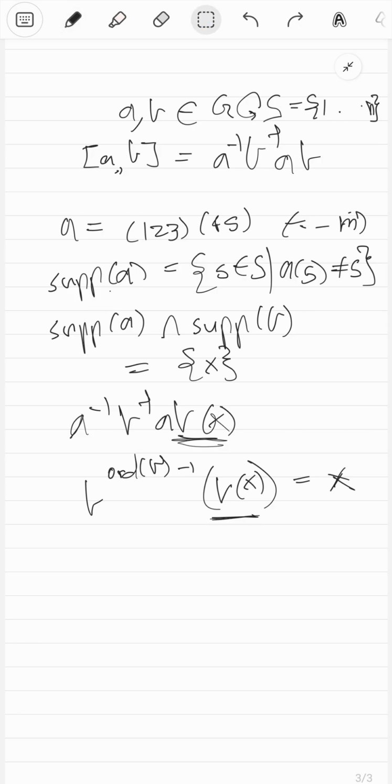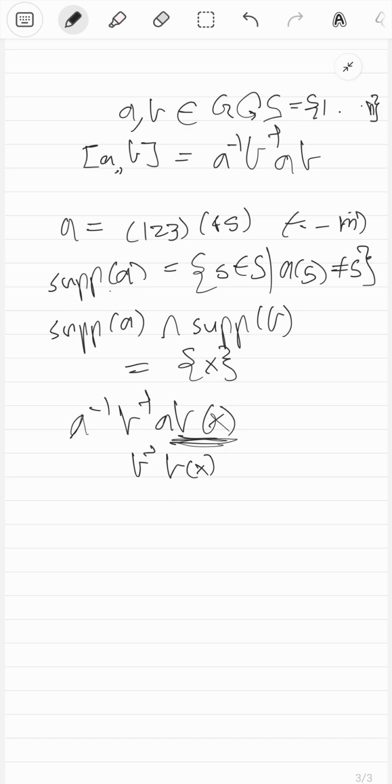So clearly B of X is in the support of B, but it cannot in that case be in the support of A, because if it is, then our assumption of X being the only thing in the intersection of the supports would be wrong. So when we apply A on this element B of X, it doesn't really do anything, and all we get is just B of X, and then we apply B inverse of that. So we just get X itself, and then you apply A inverse on that, so A inverse of X. What we have just figured out is that X is going to get moved to A inverse of X.